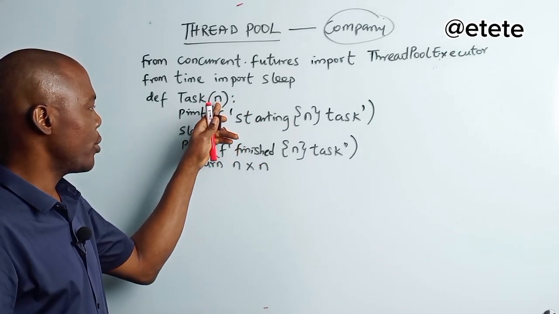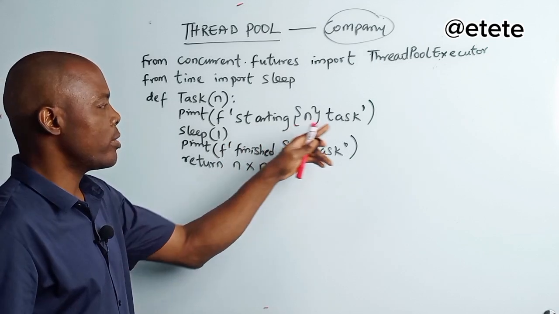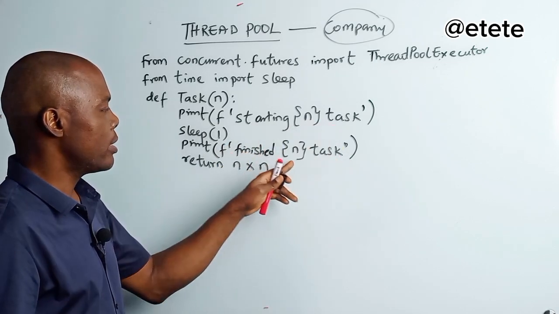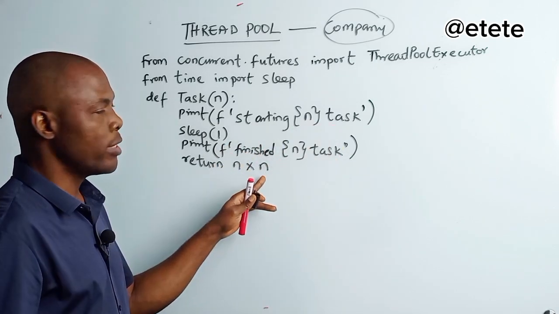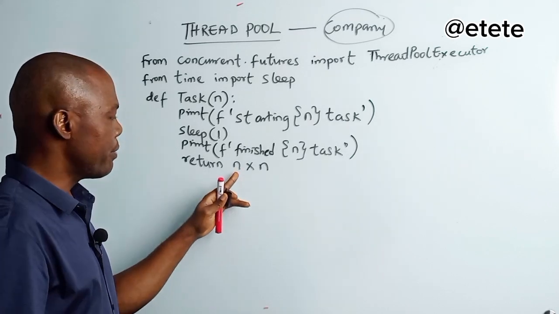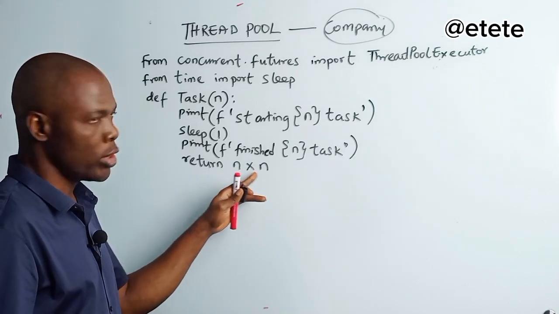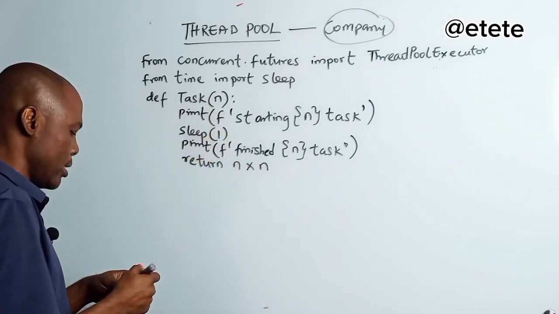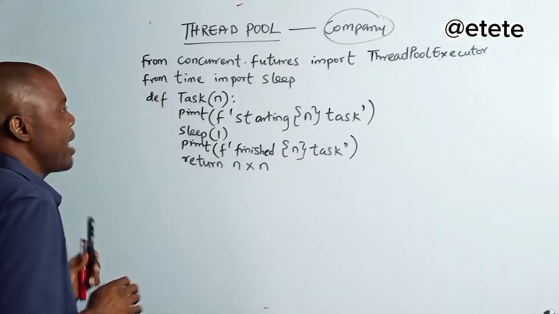Assuming I supply 0 here, it will print starting 0 task, finished 0 task, then 0 times 0 will return 0, right? If it is 1, it will return 1. If it is 2, it will return 4, like that. So this is my task.